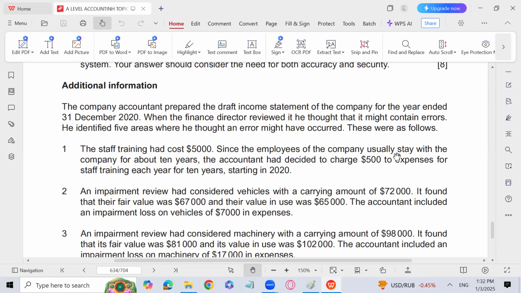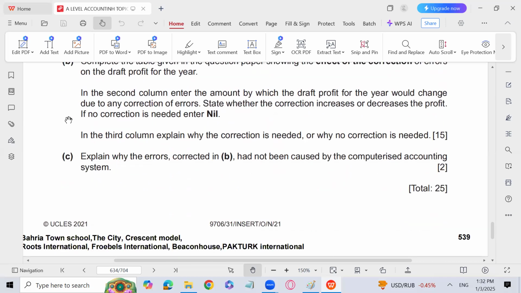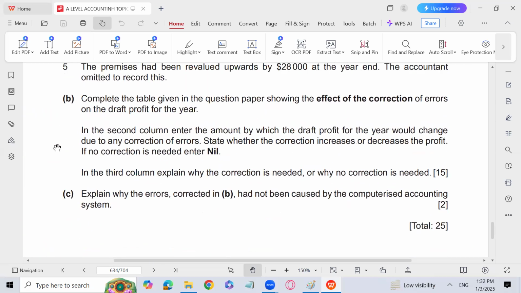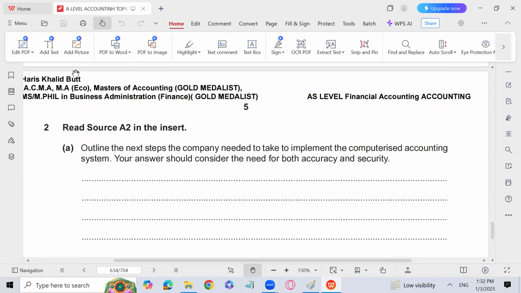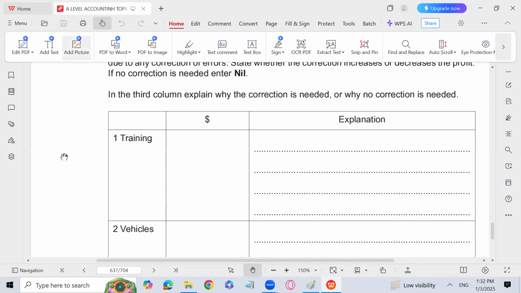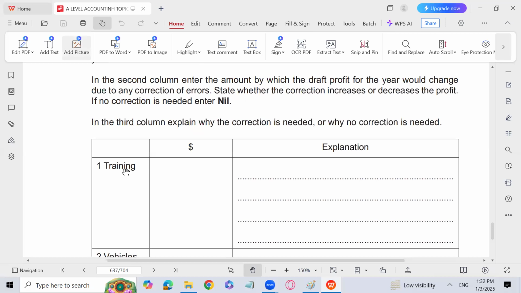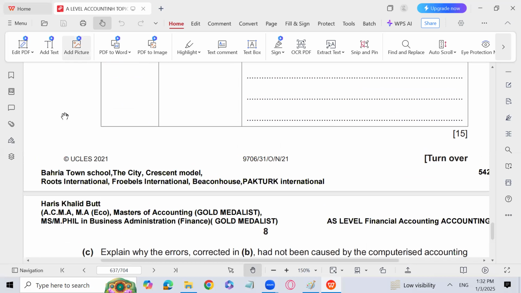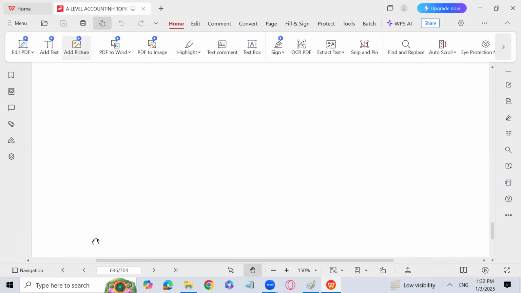Profit is not given, but we just have to give the treatment of these particular points. How, sir? Let me make you see. Complete the table given in the question paper to show the effect of the correction of errors on the draft profit for the year. Right here it is given. Here: training, dollar, and the explanation. Then vehicle, machinery, inventory. So all the items are given. 15 marks are there, and you have to just give the correction.